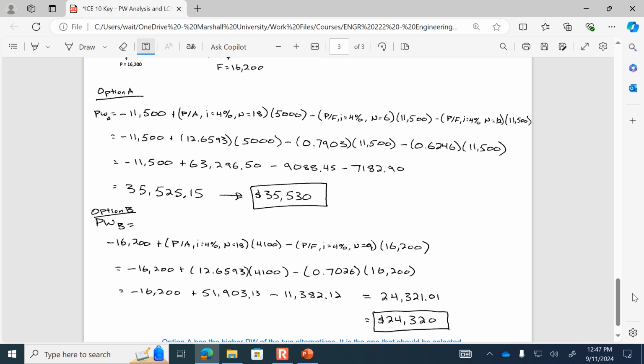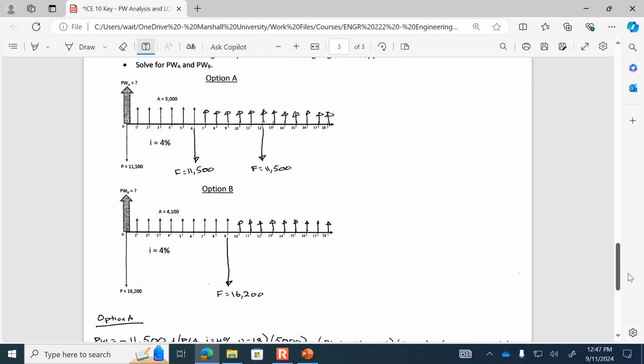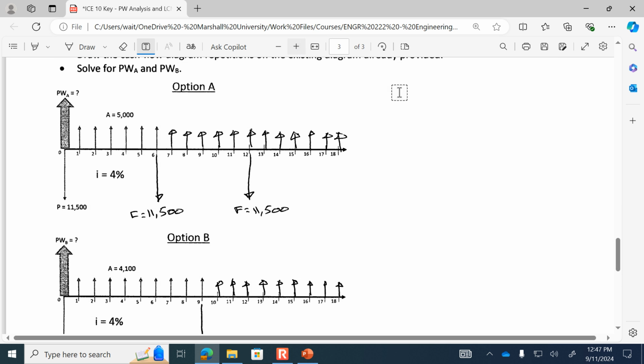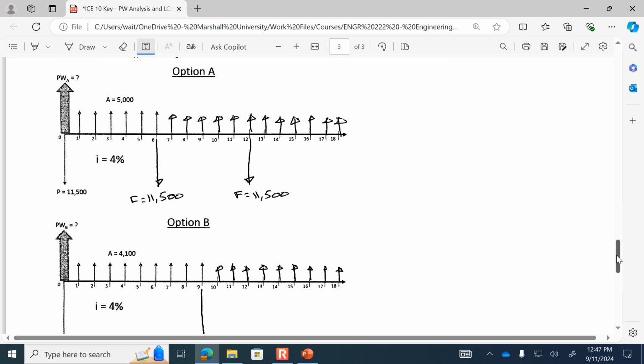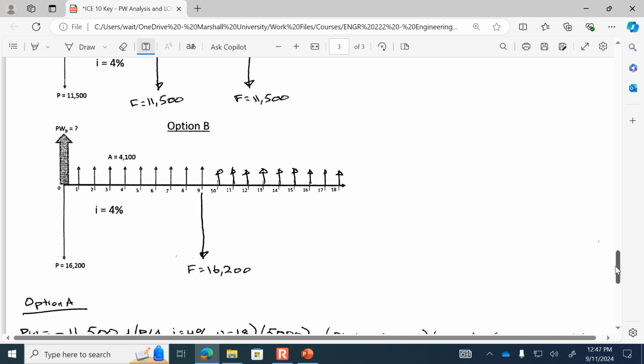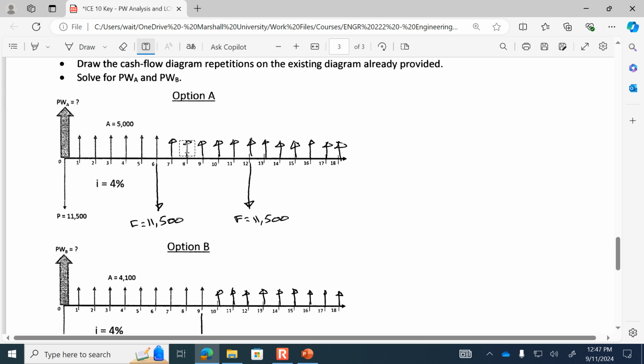Okay, let me just walk you through what the solution should look like on this second one. You may need to go back through the video if you want to capture all the calculations, but you purchase the item again in year 6 and year 12. You don't purchase it again in year 18 for option A. Option B, purchase it again in year 9. And doing that allows us to have a continuous stream of revenue through the 18-year study period.